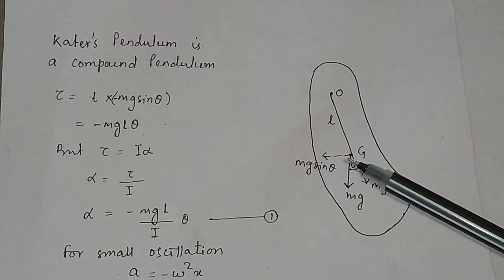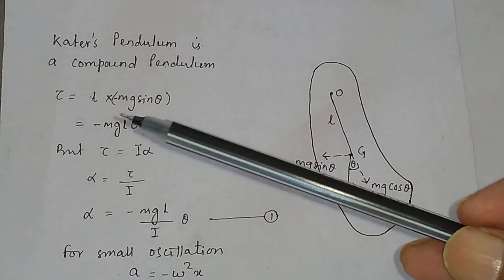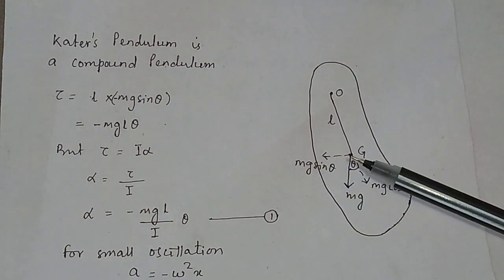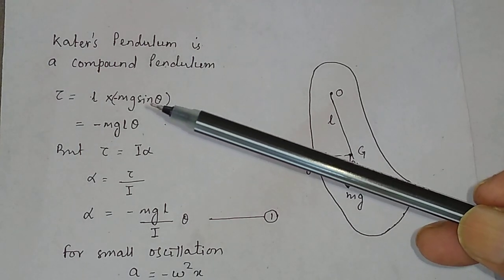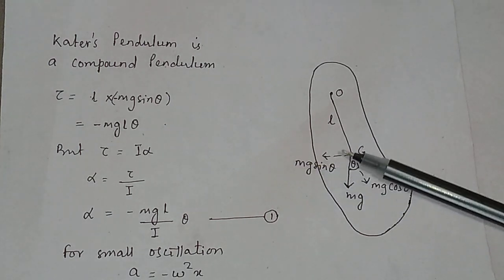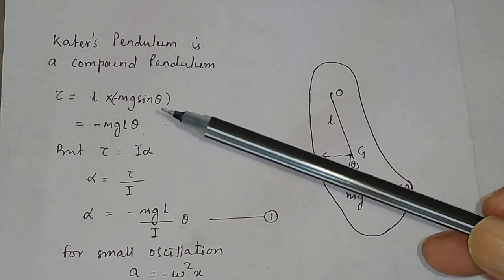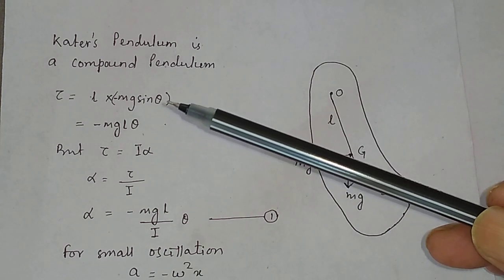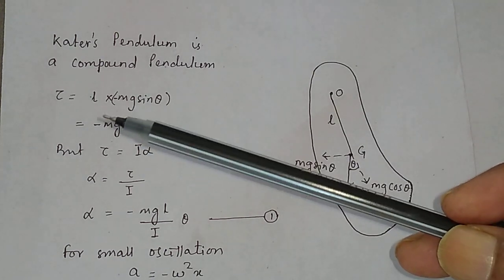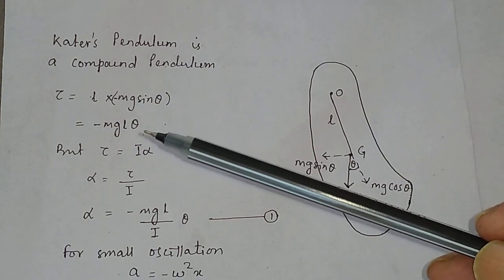So when it is displaced through a small angle, suppose theta, then the torque produced will be equal to the restoring force. This will be the restoring force, which you take as minus mg sin theta, and this length is L, so L into minus mg sin theta. And for small oscillation, sin theta is equal to theta, so the torque tau will be equal to minus mgl into theta.